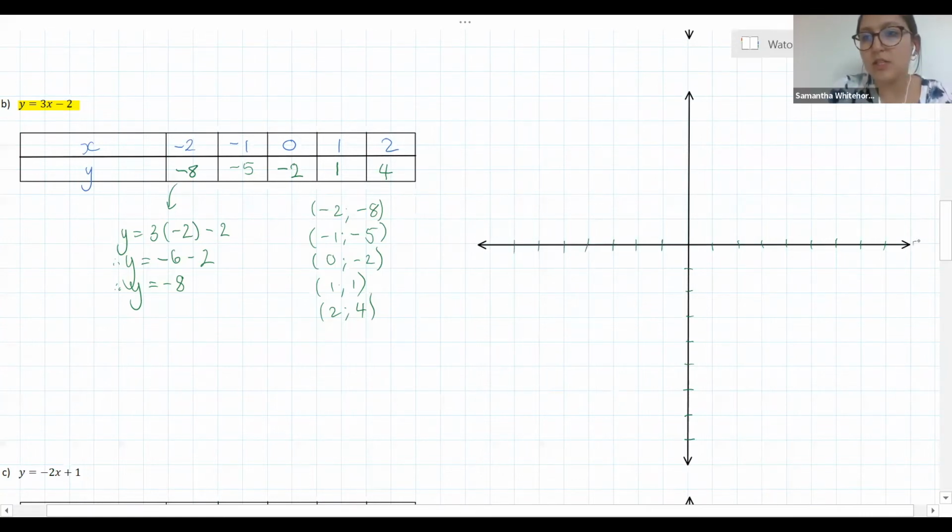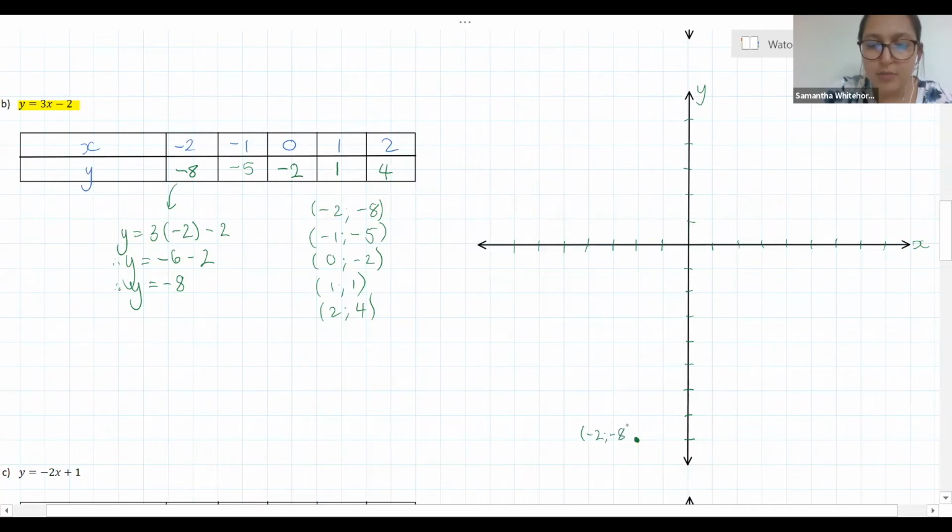Okay, each of these little tick marks is just 1. I'm not going to fill in the numbers. And so now when we start to plot our points, remember X first and then Y. So my first coordinate that I want to plot is -2, -8. So I go to -2 on my X axis, and then I go to -8 on my Y. So there's my point at -2, -8.